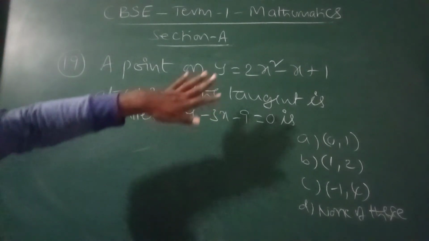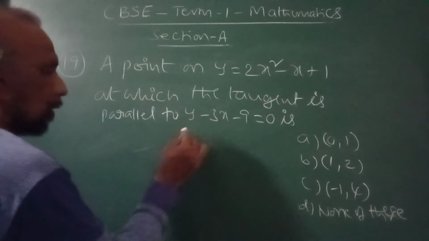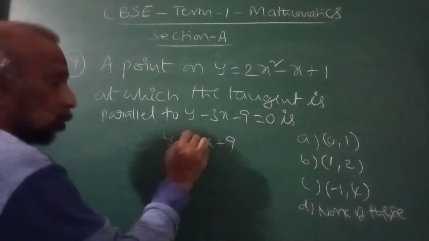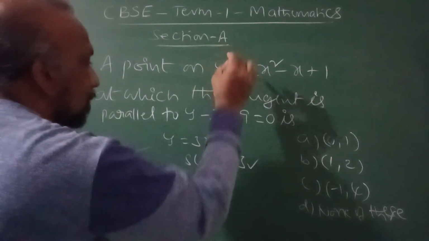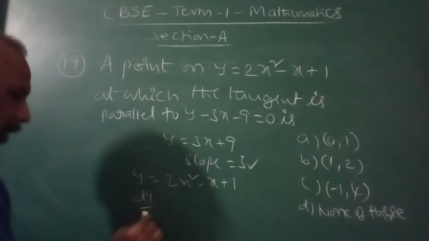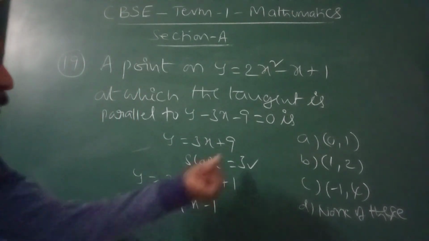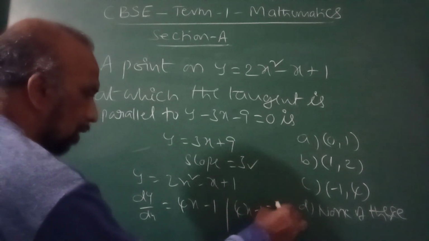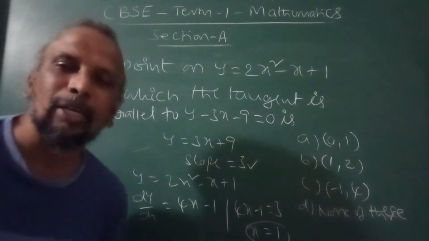Now here they are saying we should find a point on this curve where the tangent is parallel to this line. Writing y equals 3x plus 9 in y equals mx plus c form, the slope is equal to 3. For y equal to 2x square minus x plus 1, dy by dx gives 4x minus 1. This slope is equal to 3. So 4x minus 1 equals 3, then 4x equals 4, and x is equal to 1.